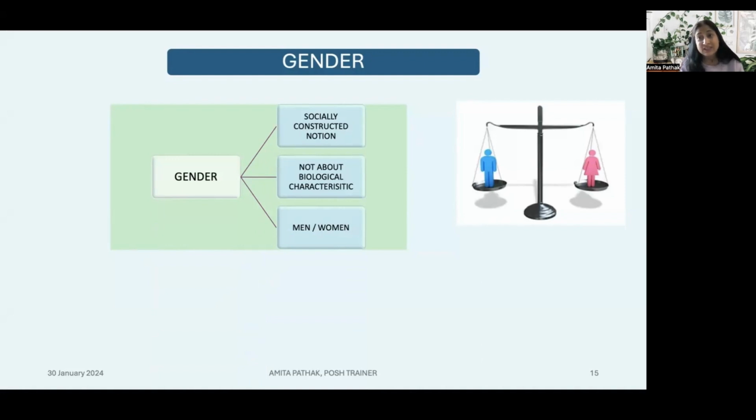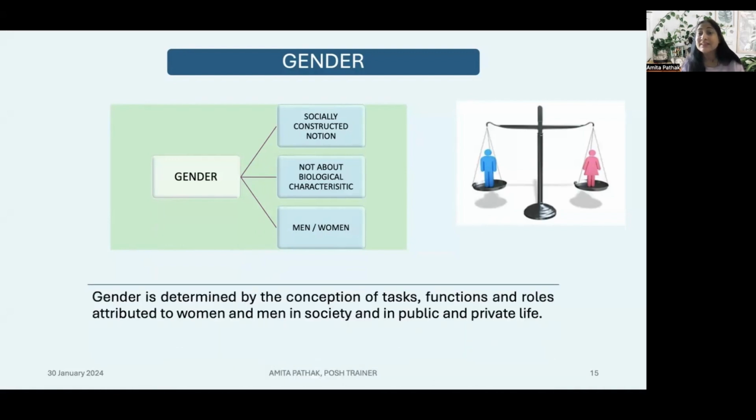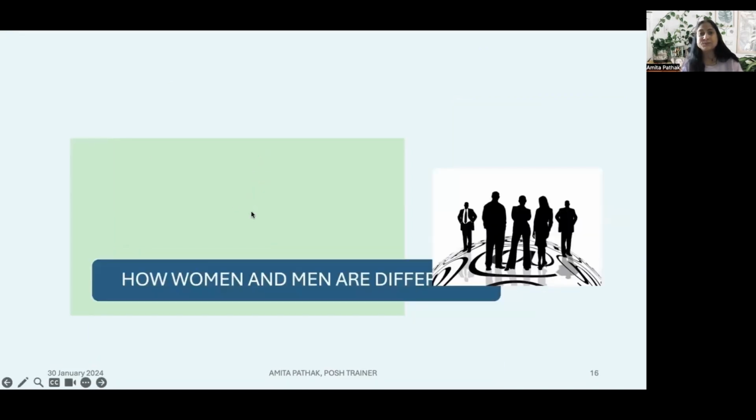So what is that? In our society, we are assigned different roles. So gender is determined by the conception of tasks, functions, roles, and responsibilities attributed to women and men in society and in public places. So gender is not only biological characteristics, it's more about the roles and responsibilities, how men and women behave and function in different roles in society. So this is gender.